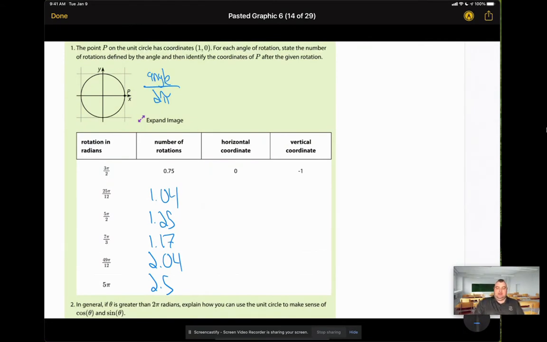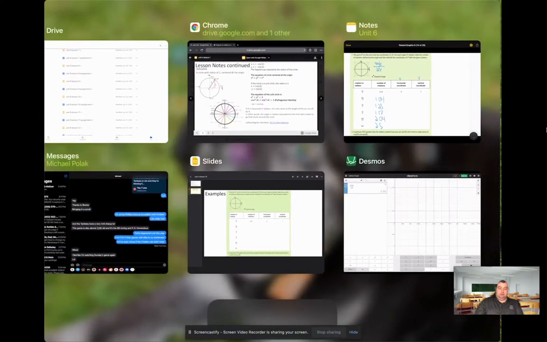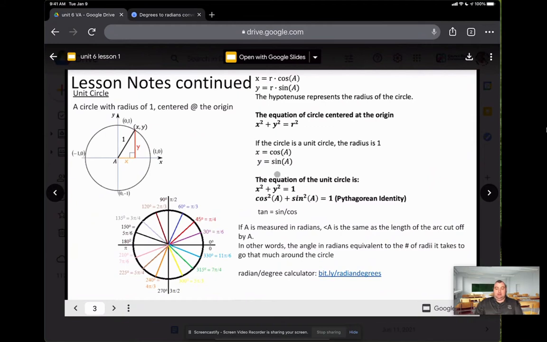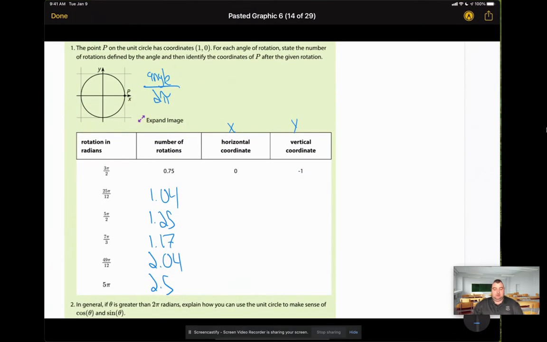So now to fill in the next two columns, we want to find the coordinates. So the horizontal coordinate is your x value. The vertical coordinate is your y value. And remember, we've established this before, that your x value is the cosine of the angle. The y value is the sine of the angle. So to figure out this column here, I'm going to find the cosine of the angle. And then to fill out this column here, I'm going to find the sine of each of these angles.